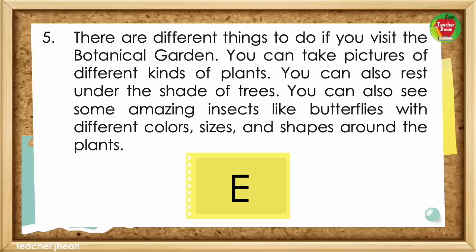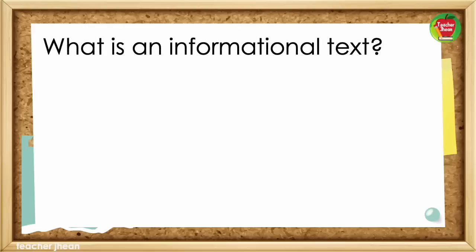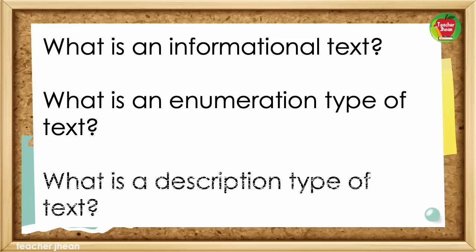Did you get them all correct? Great! Now let's have generalization. What is an informational text? What is an enumeration type of text? What is a description type of text?